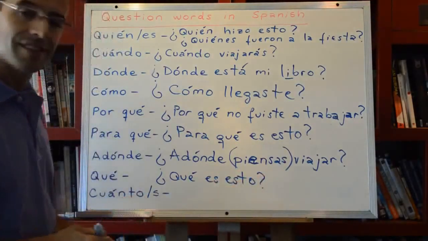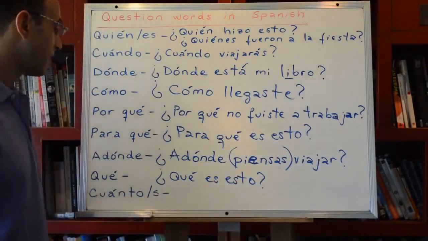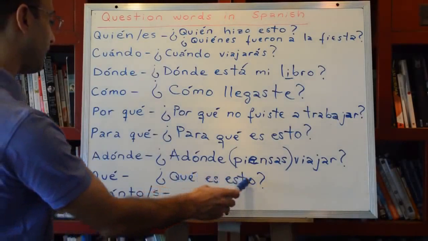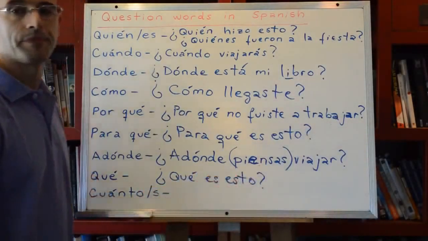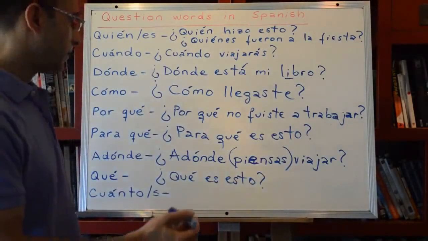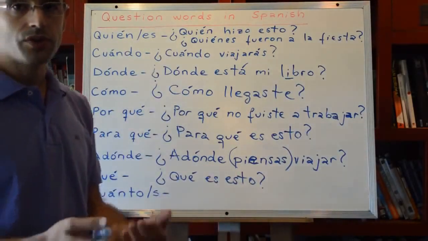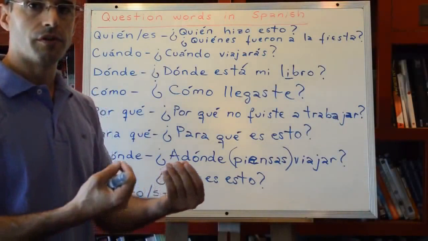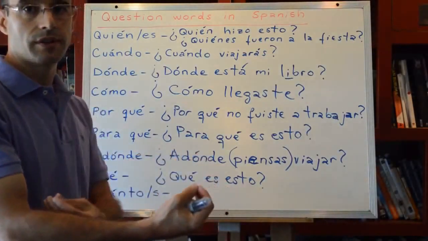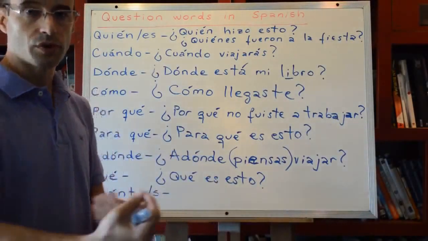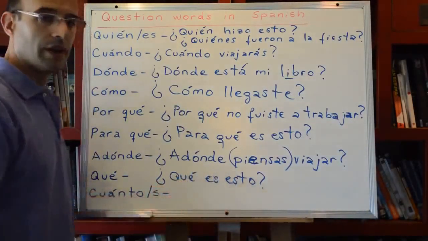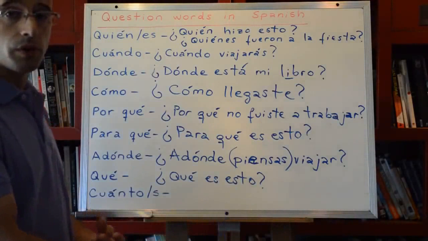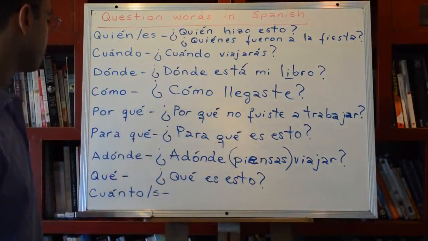What is this? ¿Qué es esto? What is this? Okay? Remember, in Spanish, we do not change the order of verb and subject, as in English for question words. That's why this would be, what is this, right? That would be the correct order of the structure.